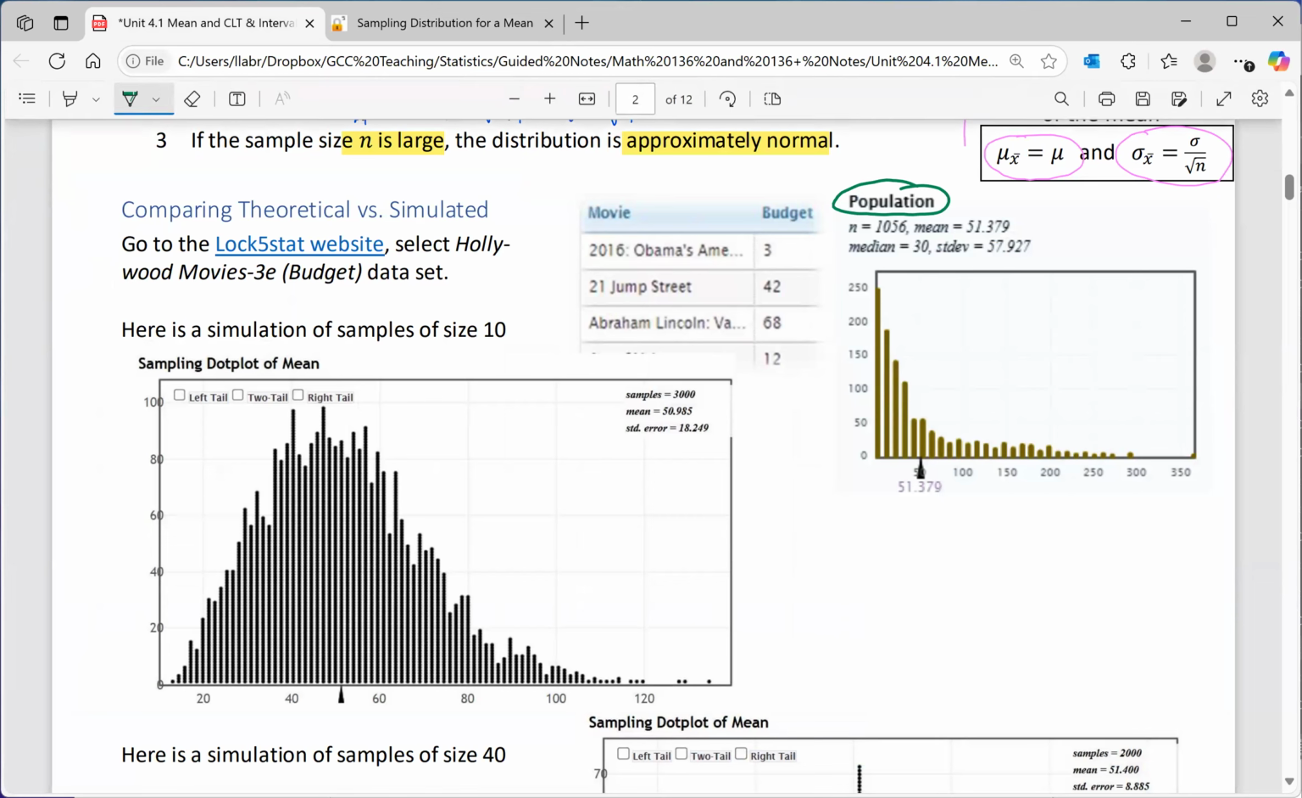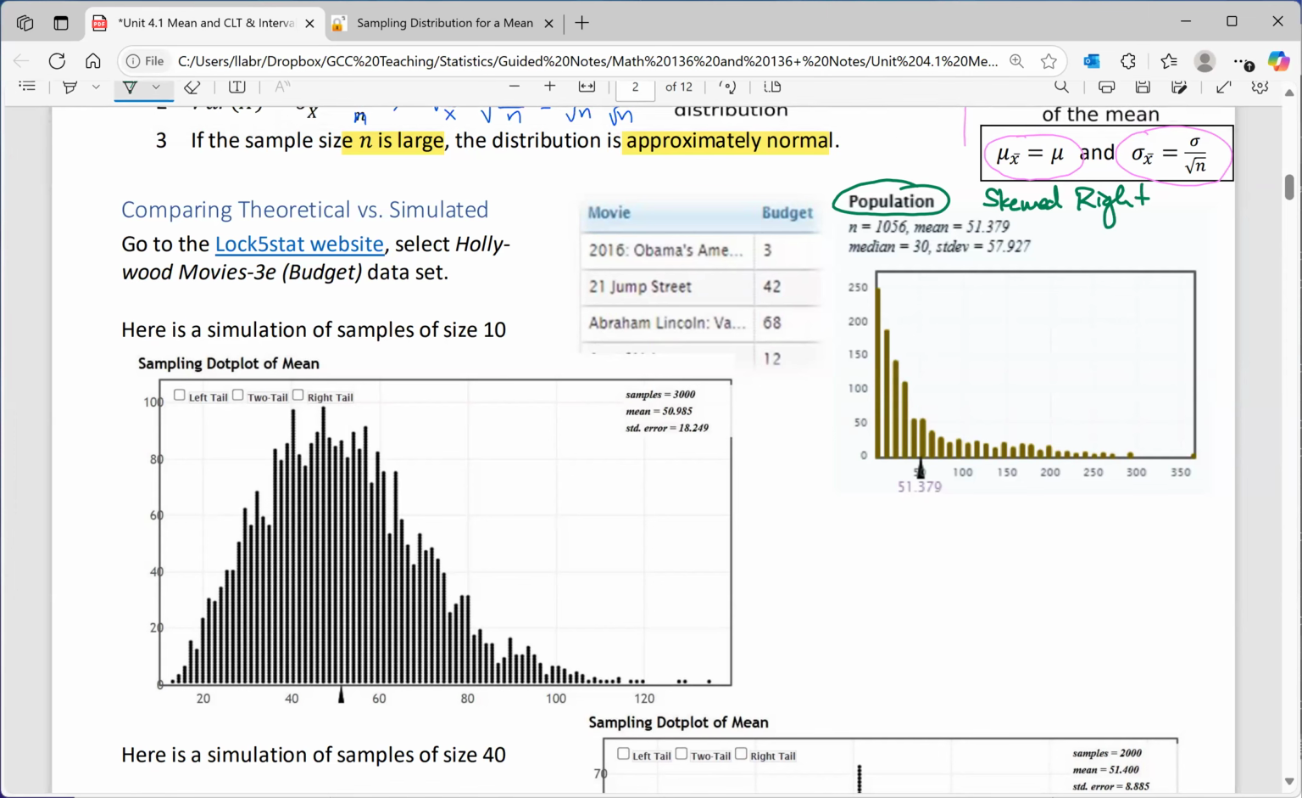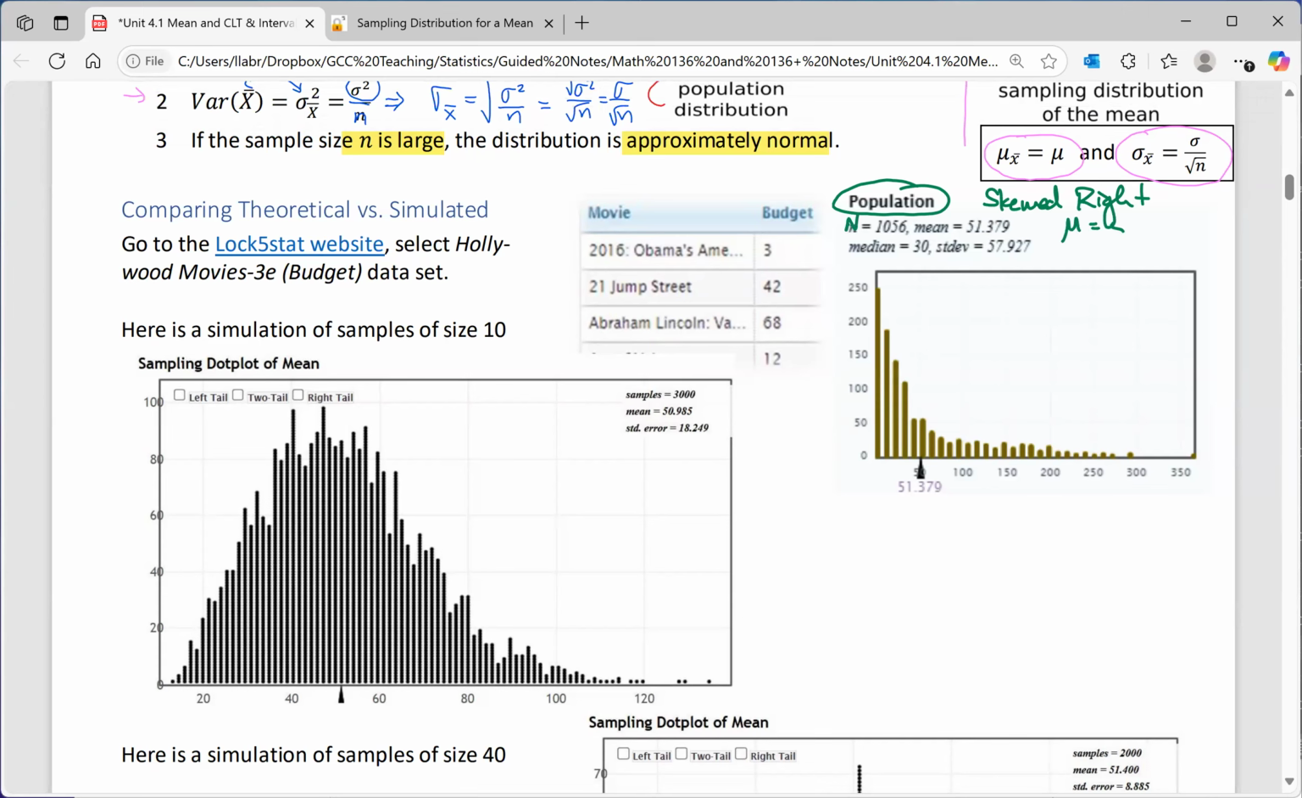And let's note that the population is actually skewed right. You can see that from the histogram that they produced here. All right. And now based on the information that's given, my population size is 1,056. The population mean, mu, is 51.379.